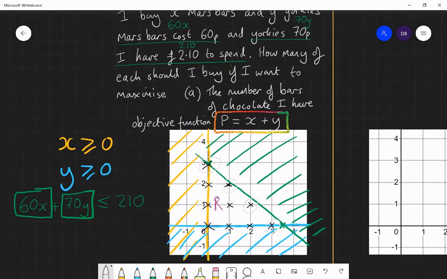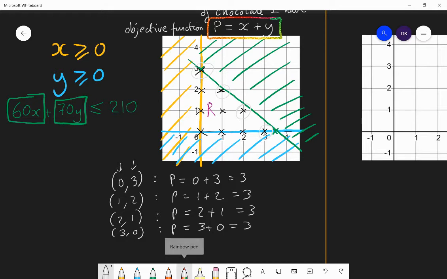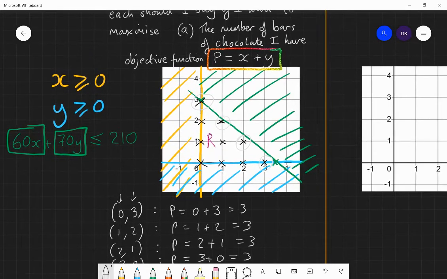Okay, X is the number of Mars bars, Y is the number of Yorkies. So either buying no Mars bars and 3 Yorkies, 1 Mars bar and 2 Yorkies, 2 Mars bars and 1 Yorkie, or 3 Mars bars and no Yorkies. Any of those will maximize the number of chocolates I buy, and that will be 3. The greatest number of chocolates I can buy with the money I have is 3. Okay. Now, that's a relatively simple objective function to maximize.